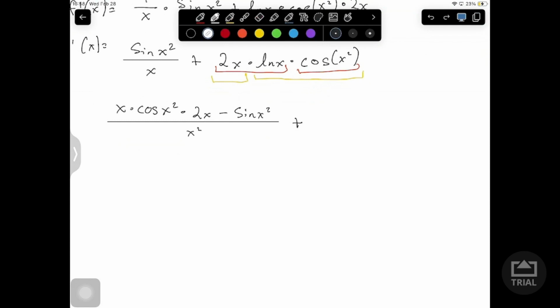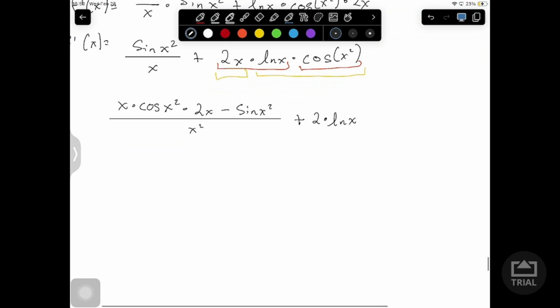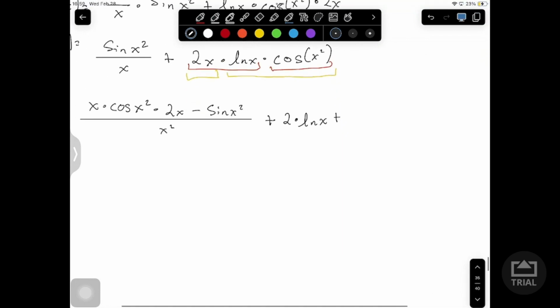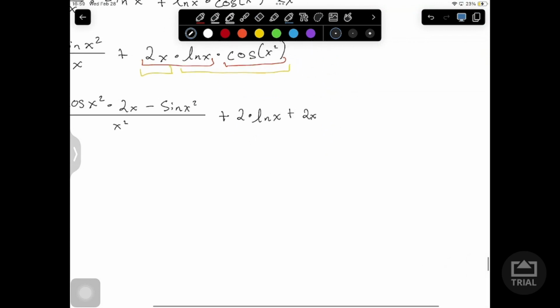Okay, let's get started. Where's my pencil? There we go. Now it's going to be 2, the derivative of 2x is 2, times natural log of x, plus 2x times the derivative of natural log, which is 1 over x, and that's our first half, and all this multiplied by cosine x squared.